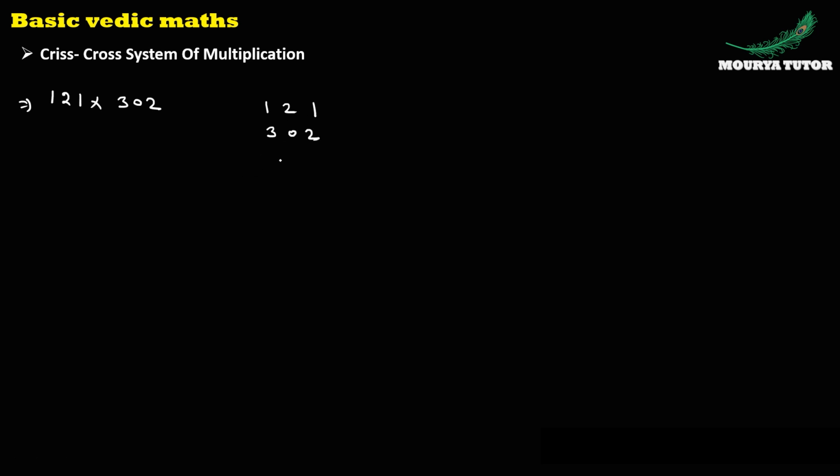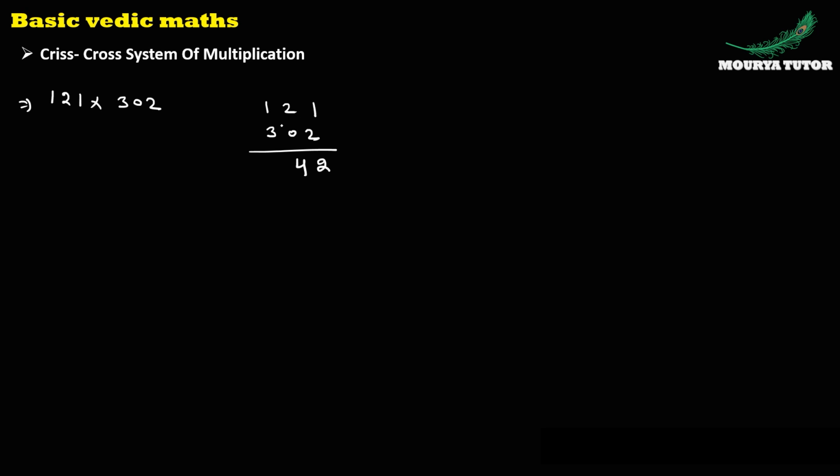302, right? So what we have done earlier, multiply 2 with 1 to do the crosswise. 1 into 0 is 0, 2 into 2 is 4, so 4 plus 0 is 4 only. Now here also, yep.